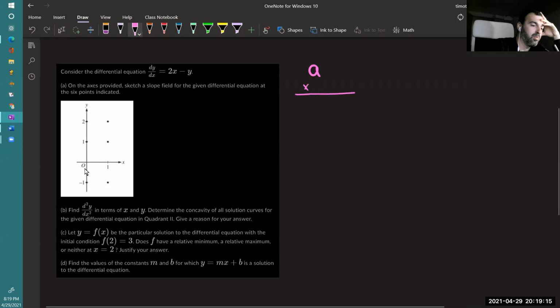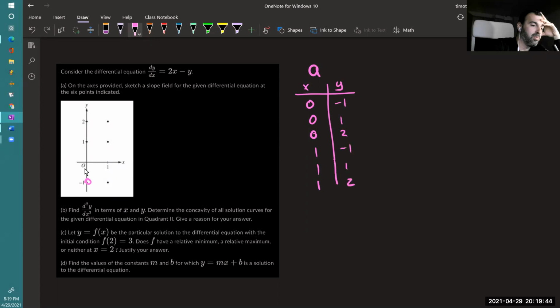X and y. And it looks like I've got x coordinates of 0, 0, and 0. And I've got x coordinates of 1, 1, and 1. And then they each have their corresponding y coordinates. So I've got 0, -1, 0, 1, 0, 2, and then I've got 1, -1, 1, 1, and 1, 2 as well, all right? So that's what we're looking at there, okay?